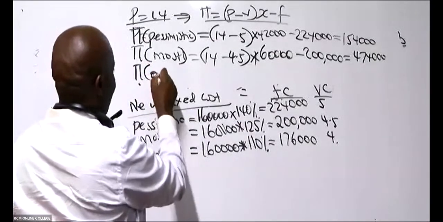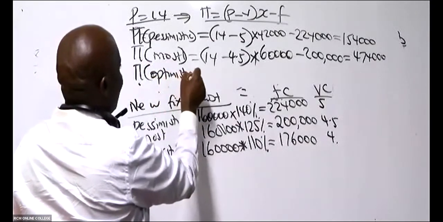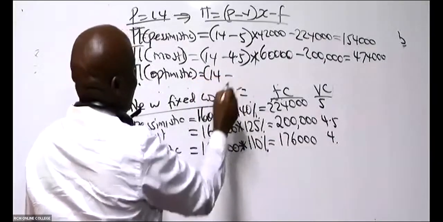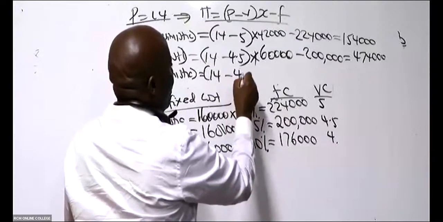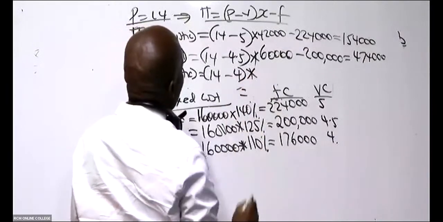So optimistic, ladies and gentlemen, we have here 14. The optimistic variable cost is 4. How about the quantity here at 14?